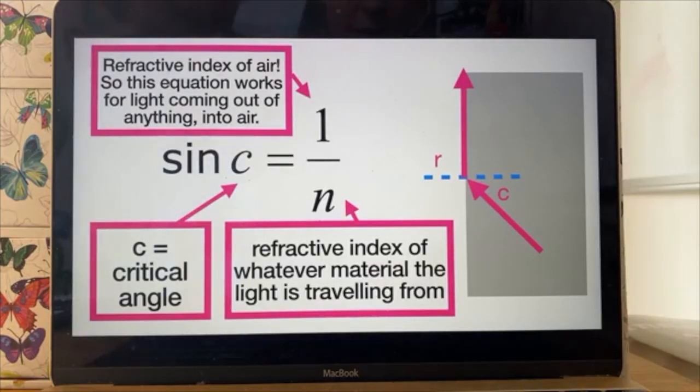So that's why this equation is a bit simpler, because this equation works for anything coming out of anything into air. If the light ray is coming into air, you can just put a 1 up there. I'm making it sound quite complicated. I'm using a lot of words. You can just plug stuff into this equation if you like. It's nice for you to know where it came from. Okay, so you might get a question like this.